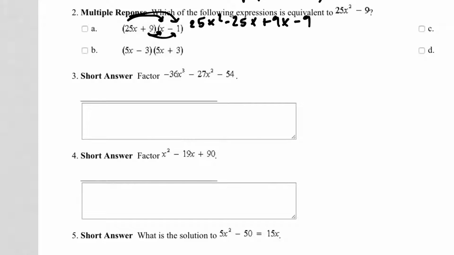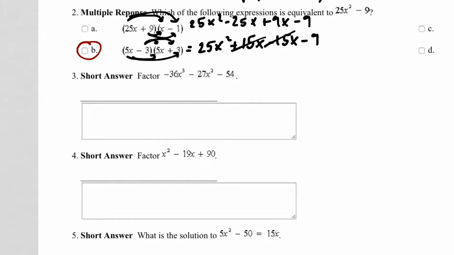Let's go to the next one, and the next one says (5x minus 3)(5x plus 3). I believe you can probably see that that is a correct one, because that is a difference of two perfect squares right there. So if you distribute this one, 5x gives you 25x squared plus 15x. Then distribute the negative 3 as well, and you get minus 15x minus 9. And in this one you can see that the positive 15x and the negative 15x cancel out, leaving you with 25x squared minus 9, which means that this one is one of the solutions.